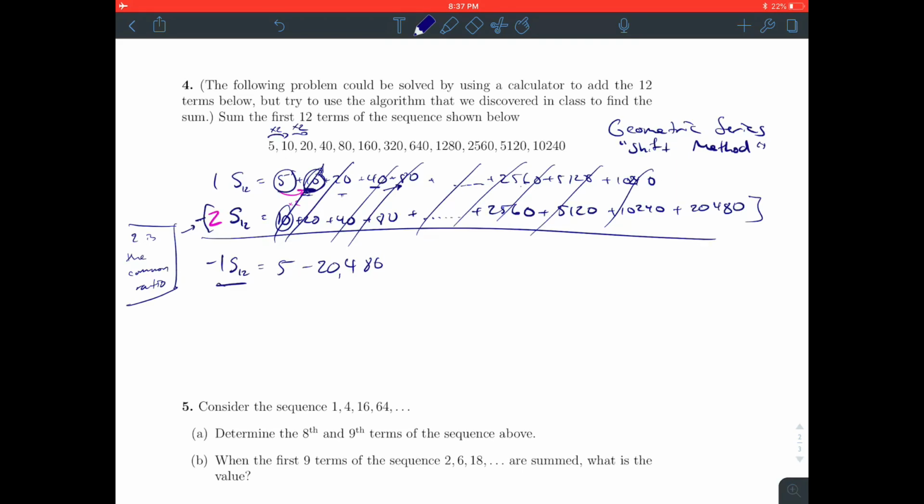Lastly, we divide by negative 1 on both sides. And remember, if you're using your calculator, put parentheses here, so you get s sub 12 is equal to 20,475.